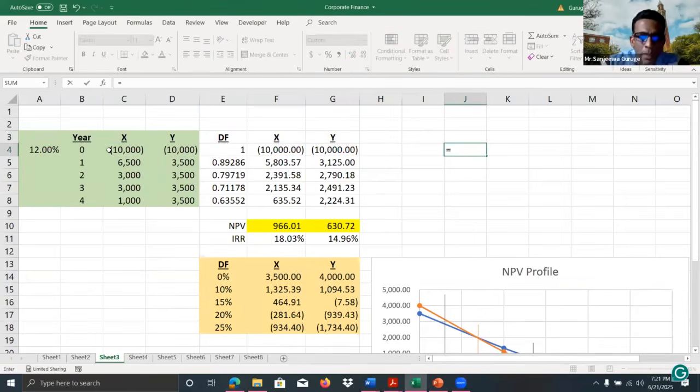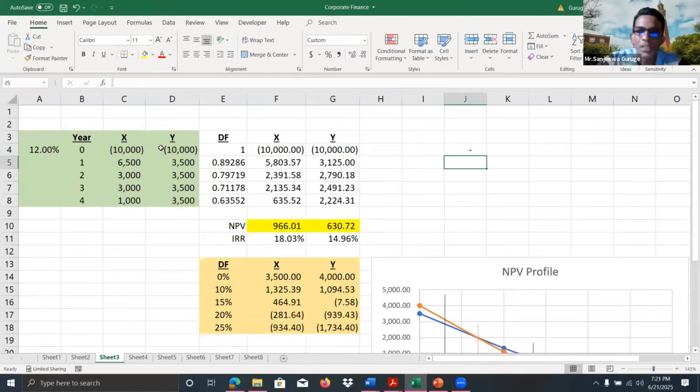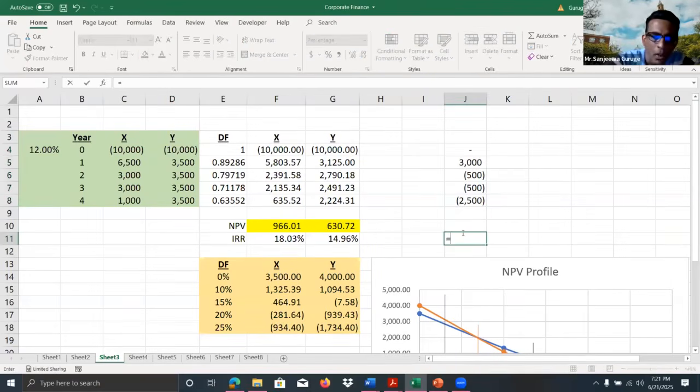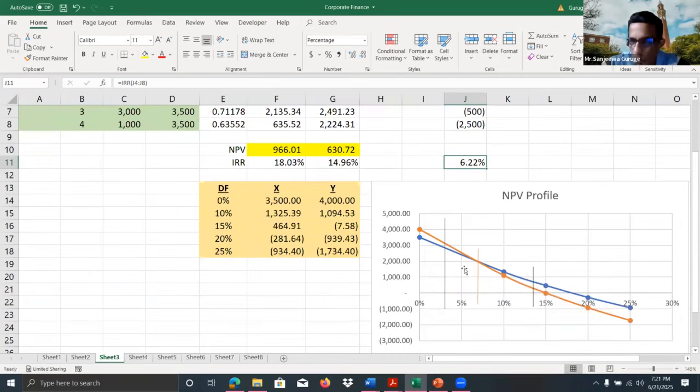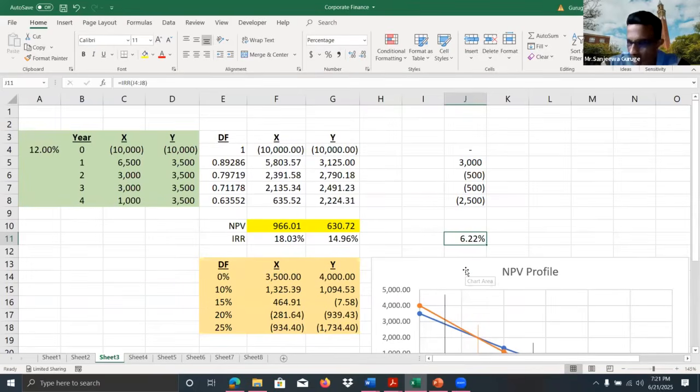Now, incremental cash flows: we can see in the investment cost there is no difference. Incremental means the difference, right? So there is no difference in the investment cost, but in other years there are differences. These are the incremental cash flows for these 2 projects. And if we calculate the IRR of these incremental cash flows, that is the crossover rate. At this rate, the NPV profiles of the 2 projects cross each other. How do you know whether that is correct?